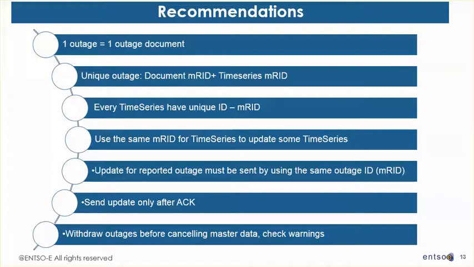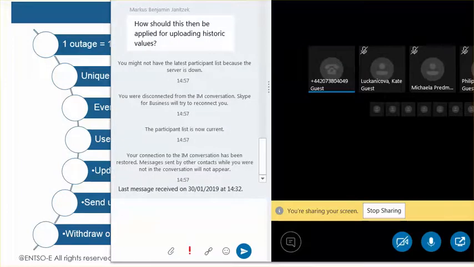And this recommendation, one outage one document, was also initially recommended by ACER, so I completely agree with them from what I see on the platform. Actually, almost all errors that happen with publication are related to multiple time series. So almost all of them. Try to keep it simple, then it's easier maybe to track on your side. But now you know. And please remember, a unique outage is document ID plus time series ID. They must be unique and the same.